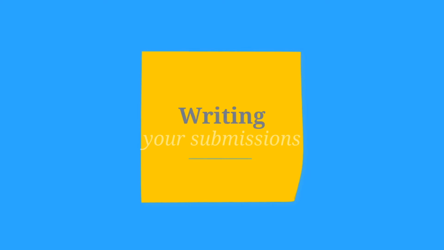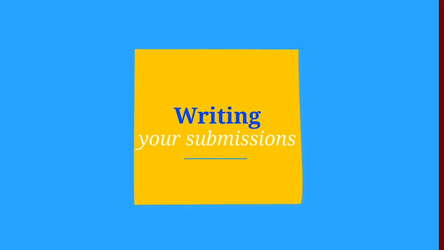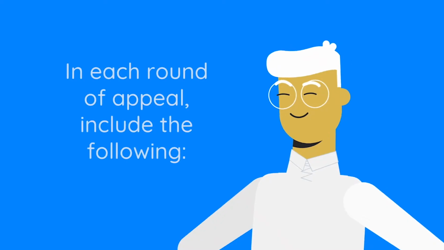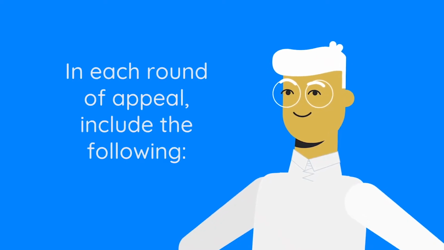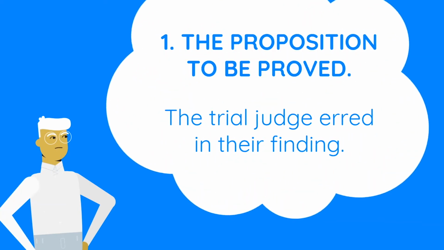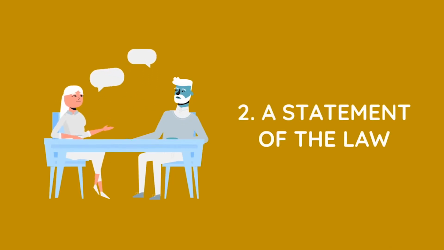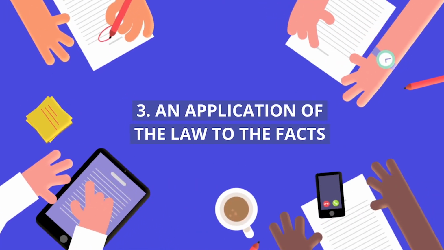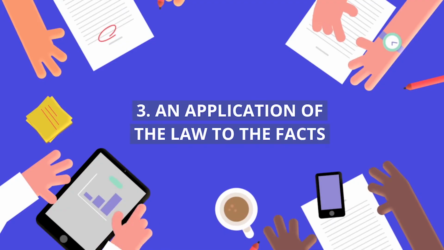And third, writing your submissions. A submission is a because sentence. So within each ground of appeal, you need to include the following. First, the proposition to be proved, i.e., the trial judge erred in whatever finding they made. Second, a statement of the law with your authority that you found doing all of your extensive research. Third, an application of the law to the facts.